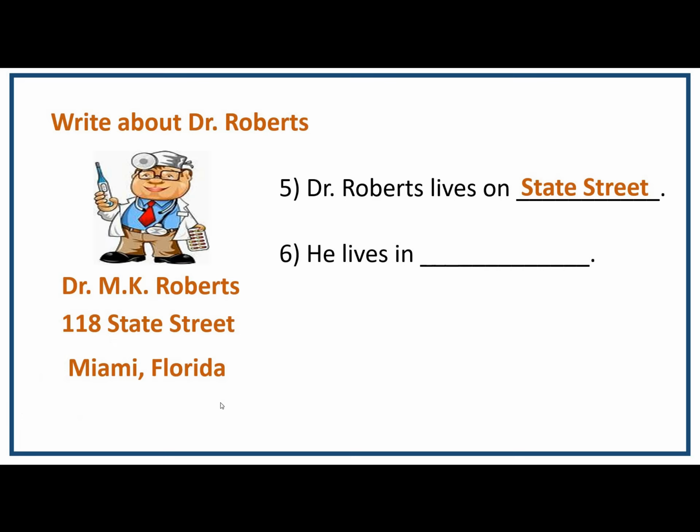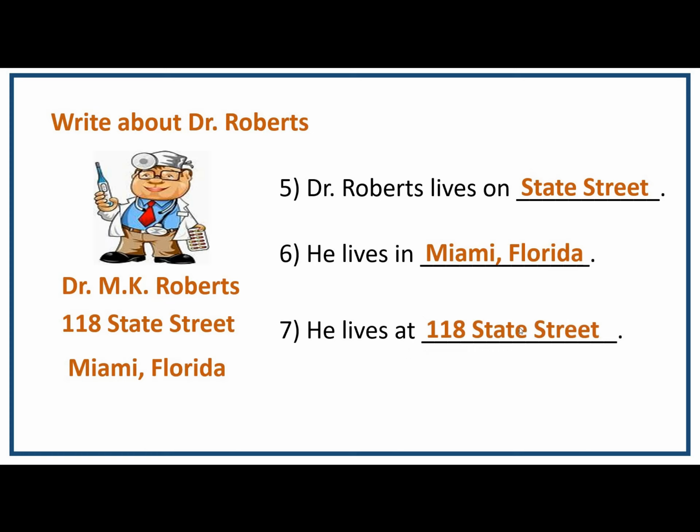Number 6. He lives in blank. Answer is, he lives in Miami, Florida. Number 7. He lives at. So, we have here at. If it is at, we have to write the street address, which is 118 State Street. So, as you can see here, in number 5, we have only the name of the street, State Street, so answer on. And number 7, it is a street address, 118 State Street, so we have to use at.